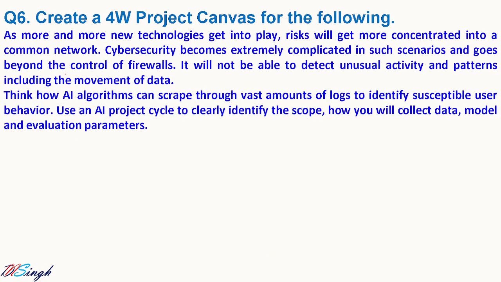Create a 4W project canvas. Remember, this is a problem statement template. In this type of question, some text is given, and you need to read that text and find out the 4Ws from it. So we will read: as more and more new technologies get into play, risk will get more concentrated into a common network. Cyber security becomes extremely complicated in such a scenario and goes beyond the control of firewalls.